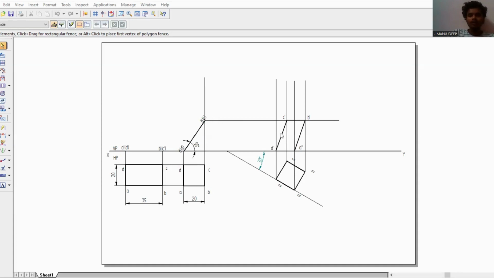Now join the points where they coincide, that is P coincides with P dash here, A coincides with A dash, D coincides with D dash and C coincides with C dash here. Now join all these points, and you will get the front view of the rectangle as shown here. So thank you for watching this video.